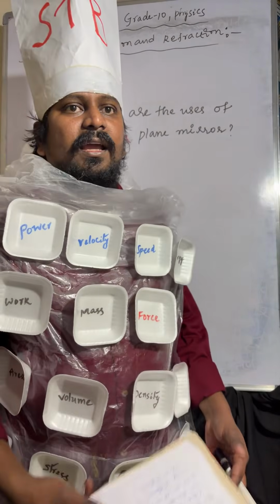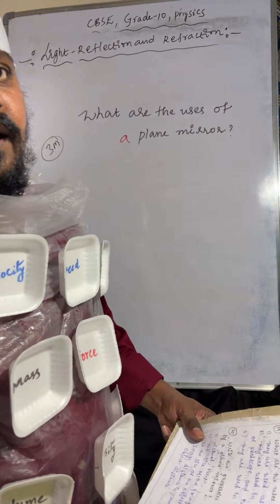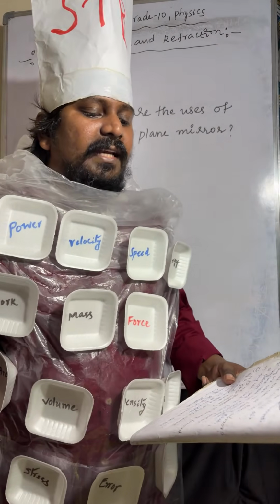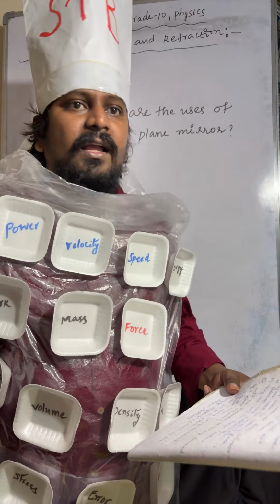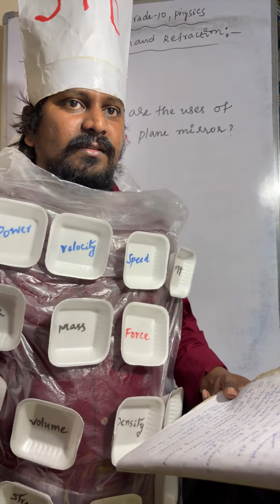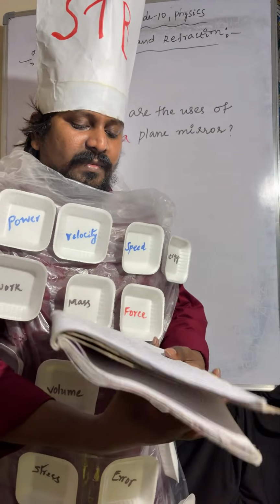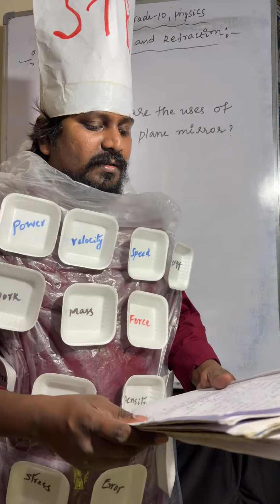Okay, so uses of plane mirror: they are used as a looking glass, they are used in construction of periscope, kaleidoscope, they are used in solar cookers. Very good, correct. And next one more.